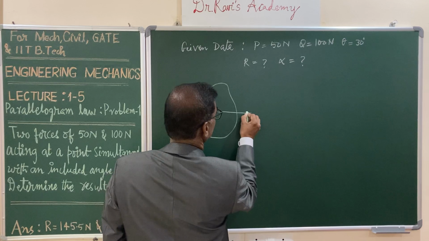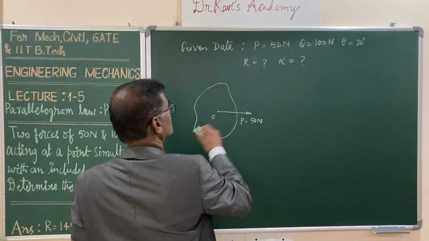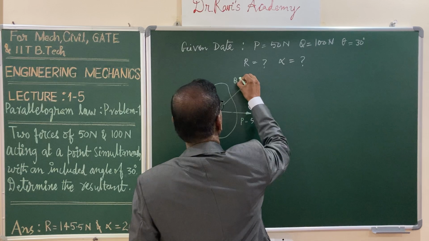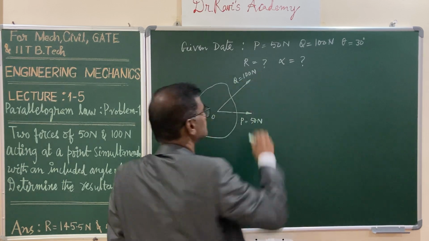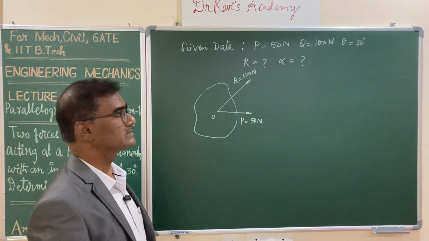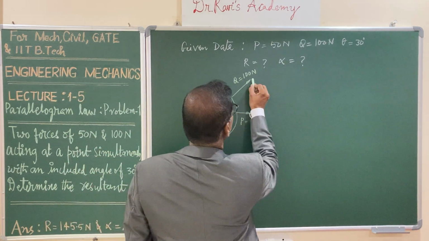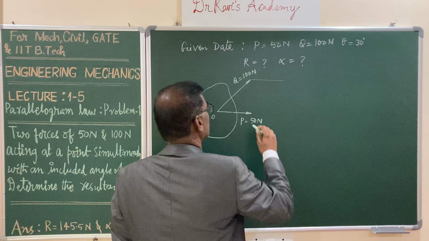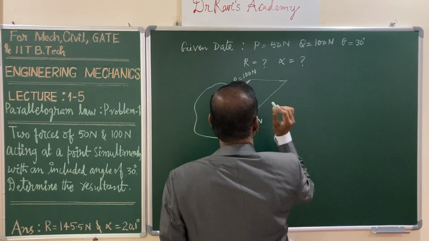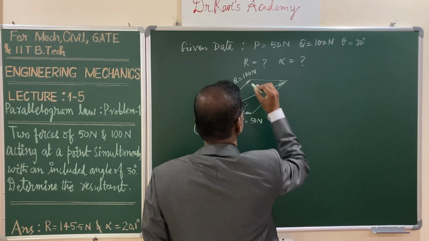Let us consider the first force P equal to 50 newtons acting horizontally. With respect to this, at an angle of 30 degrees, you have another force Q, with magnitude 100 newtons. So these two forces are acting at a point simultaneously and it is asking what the resultant is. So let us form a parallelogram. Draw a line parallel to force vector P and another parallel to force vector Q. Let us form a parallelogram and the diagonal of this gives you the resultant force.